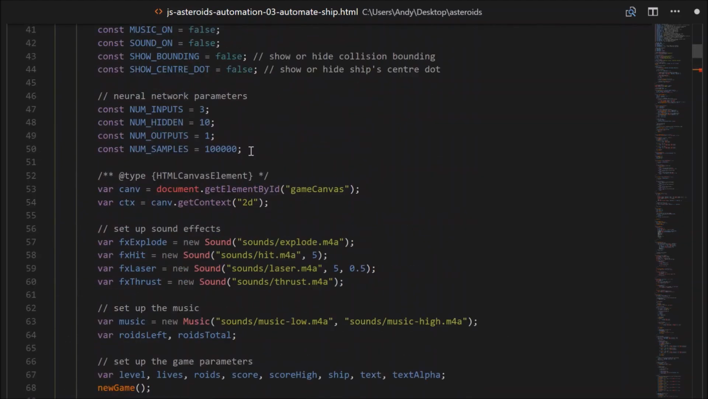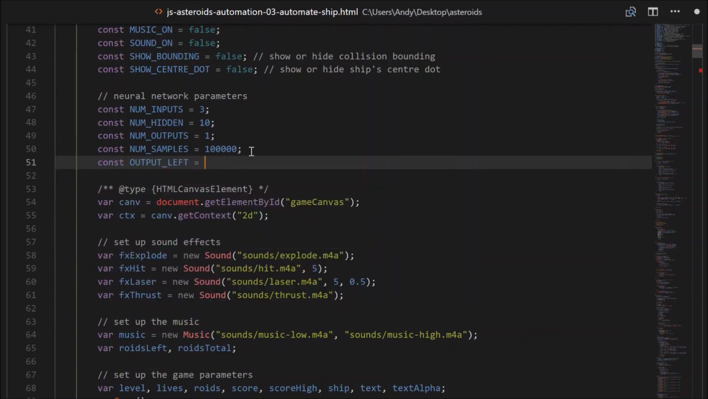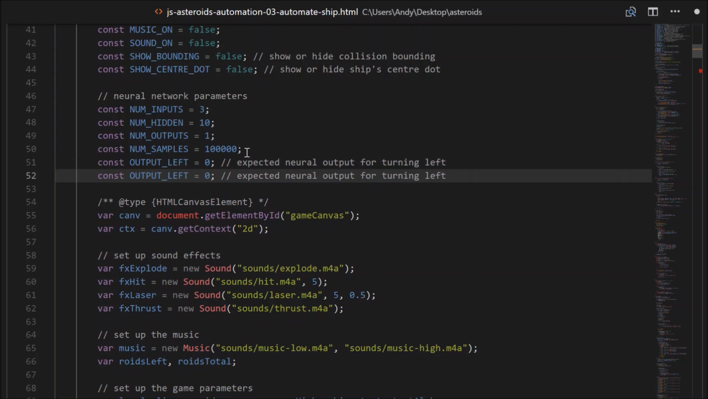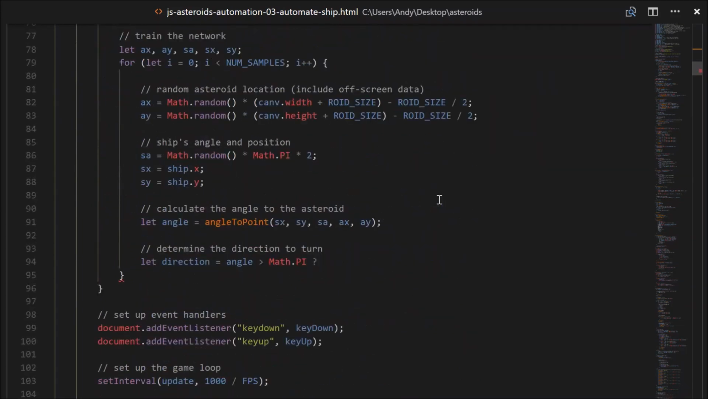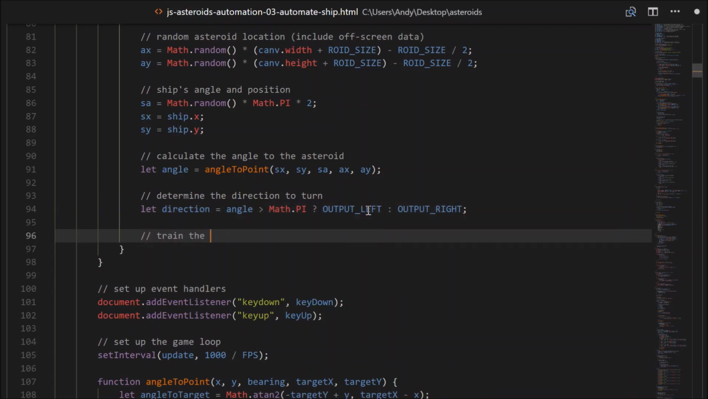So back up here in our neural network parameters, let's have constant OUTPUT_LEFT will equal 0. That will be the expected neural output for turning left. Similarly, we'll have OUTPUT_RIGHT, which will equal 1, and that'll be the expected neural output for turning right. Okay. So back down here, if the angle is greater than 180, Math.PI, we'll output left, else we'll output right.